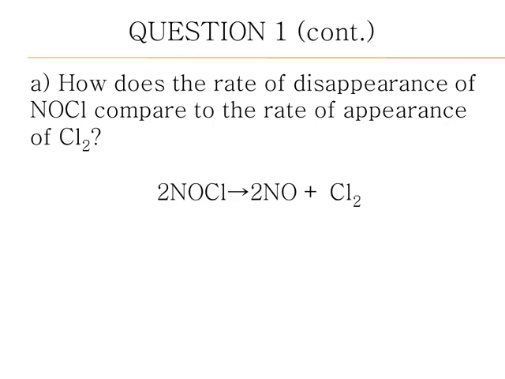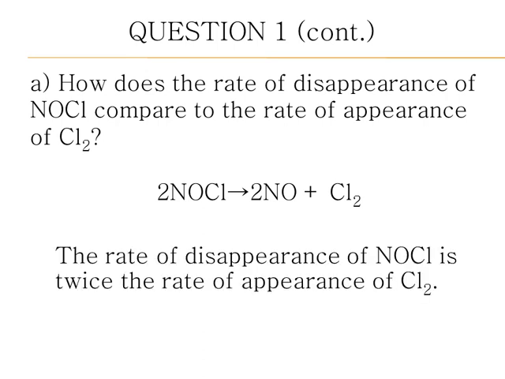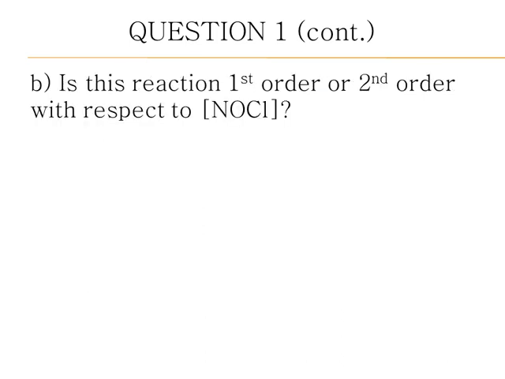So if we look at the equation, we'll notice that 2 moles of NaCl are consumed in the reaction to form 1 mole of Cl2. That's the moles aside. We're just looking at NaCl and Cl2. So that means that the rate of disappearance of NaCl is twice the rate of appearance of Cl2.